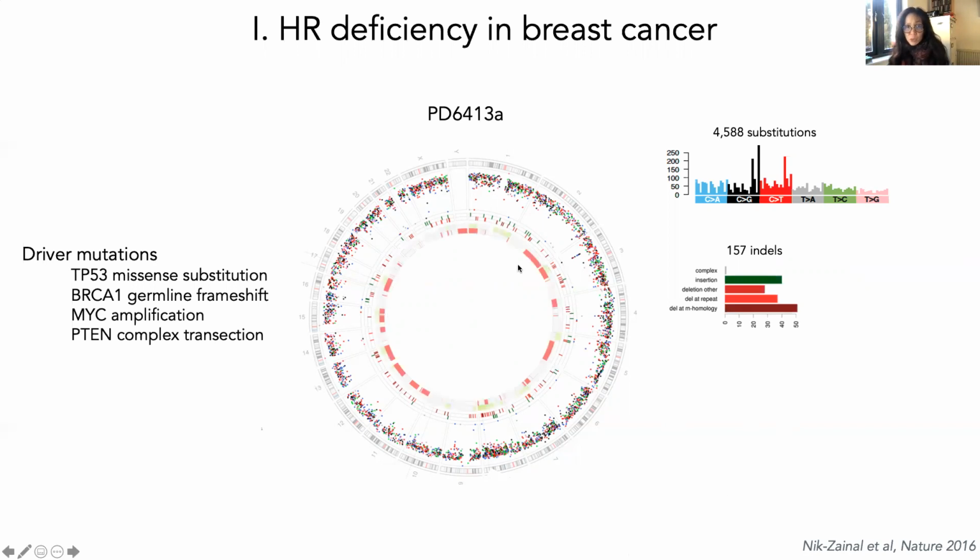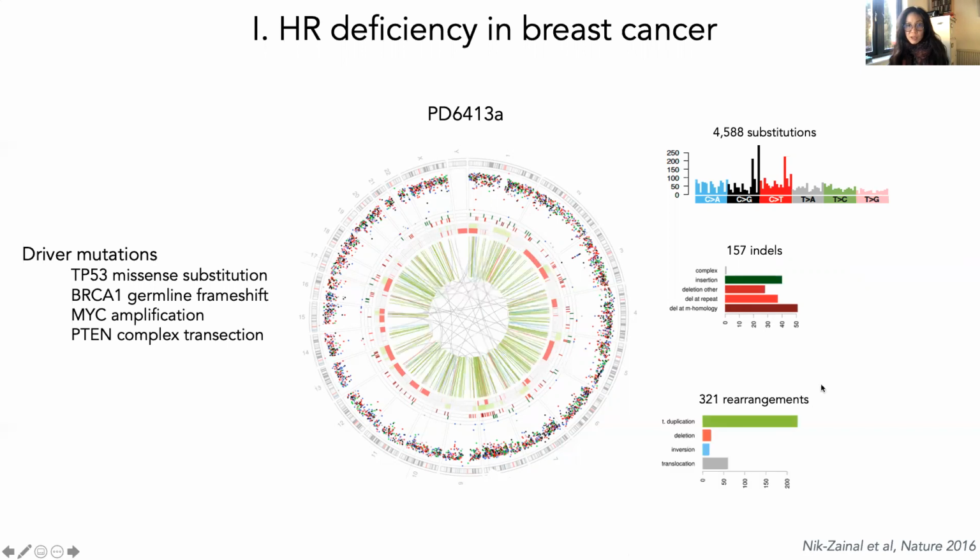Copy numbers next, we have a lot of pink losses throughout the genome in this patient. We can look at the structural variation or rearrangements, and here the patient has over 300 rearrangements beautifully distributed throughout the genome, and they're all of a particular class called tandem duplications. So many of these patterns that I've just described to you are the classical mutation patterns of BRCA1 deficiency, sometimes referred to as BRCAness by the community.